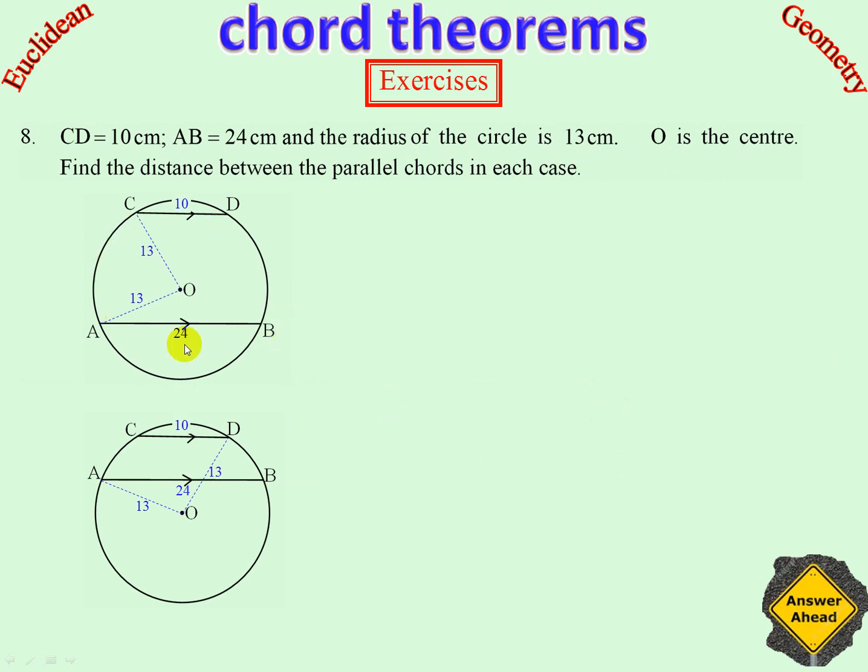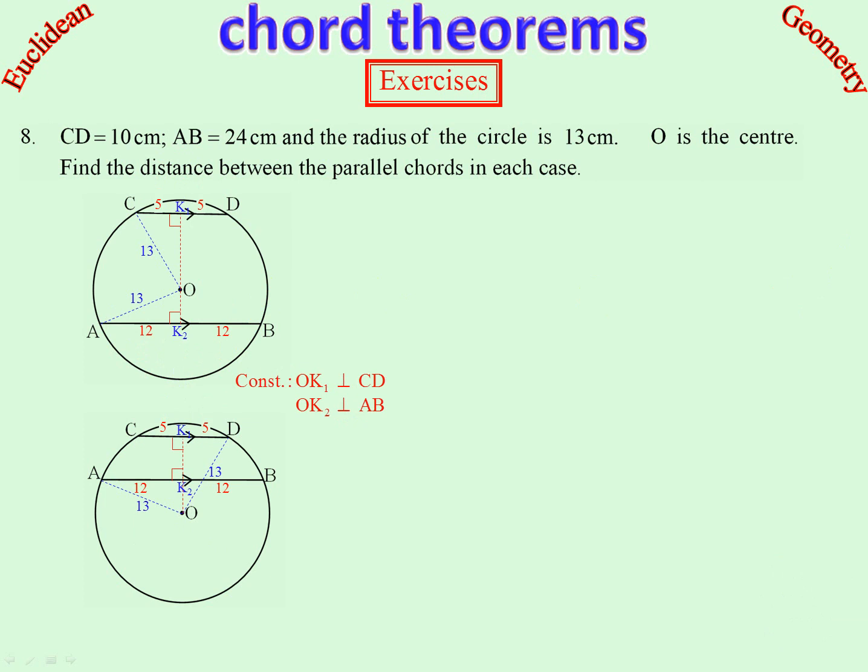Distance between the parallel chords, same sort of thing. Drawn the lines, and we now have 5, 12, 13 triangles. Notice 5 something 13, 12 something 13. It's a 5, 12, 13, but you can do the full Pythagoras theorem and you'll find that K1, K2 ends up being 17 in this case, because that's 12, that's 5. In this case, that's 12, that's 5, so we subtract and we get 7.